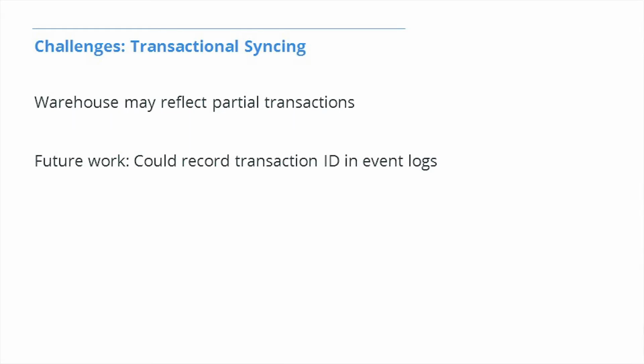Now, as I mentioned, our system supports an event log as a stream, and that's really nice for a lot of things. But one of the places that lets us down a little bit is when we're processing a large transaction in our application database, that will actually get processed in chunks to the warehouse. So the warehouse at any given time might actually be reflecting partial updates. We've got plans to fix this later down the line, basically by recording a transaction ID, and then we can batch all of those records to be synced at once.